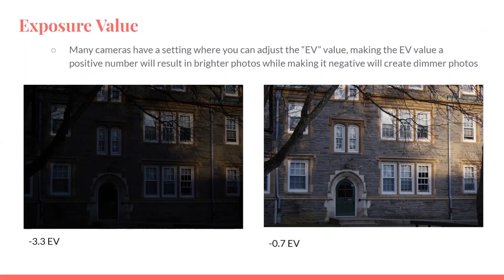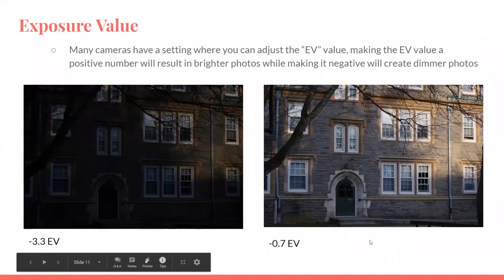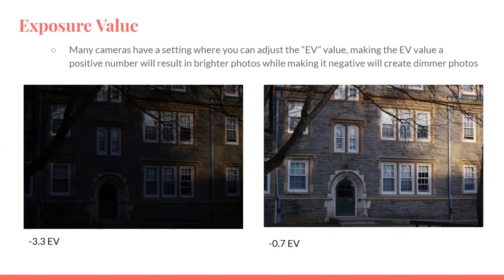So it's really good for if you're photographing something on a really bright day and you look at the photo that you just took and it's just way too bright and overexposed, then you can use your EV value to make it darker. Same goes for if you're photographing a dimmer scene and you need more light, then you can just use the EV value for lightening the photo.